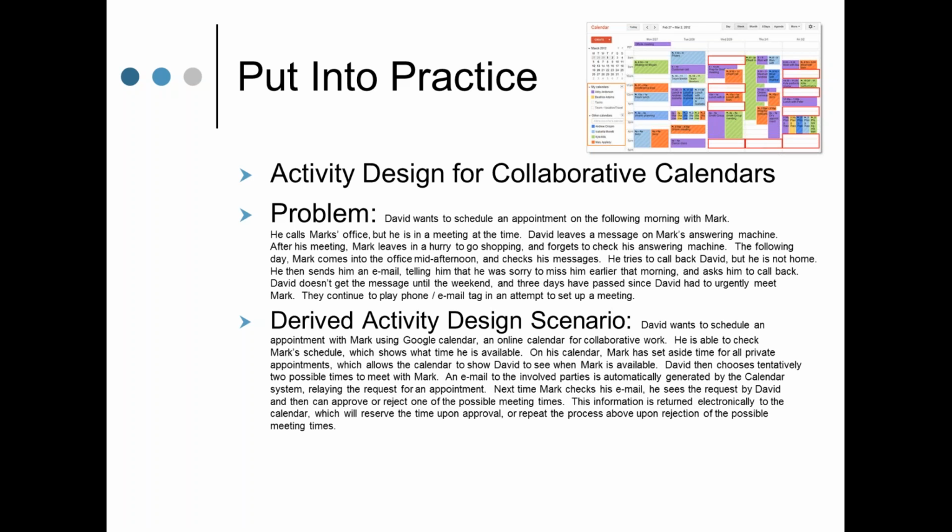So our problem above was that David and Mark are playing phone tag. They weren't able to schedule an appointment when David needed it. Several days passed. David doesn't need the appointment anymore. So that was our original problem. So we're going to design a collaborative calendar, and that will allow David to go on, be able to view Mark's calendar, be able to request some times, and then Mark will see an email saying, hey, David wants these times, and Mark will pick one.